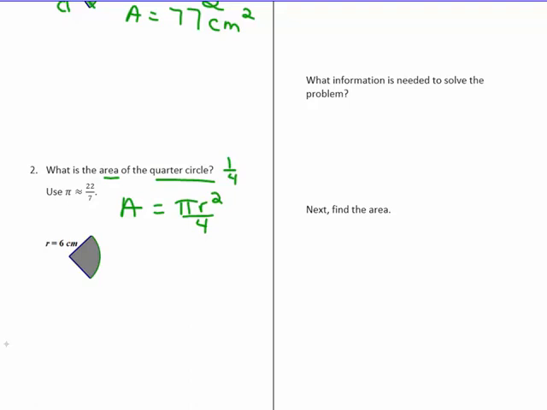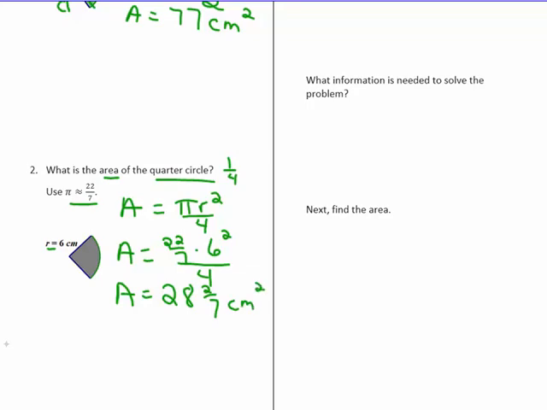Let's make sure I have my information. Here's pi. Here's my radius. So far, so good. So we're going to have 22/7 times 6 squared divided by 4. We're going to put that into our calculators: 22/7 times 6 squared divided by 4. And I'm getting a fraction as an answer, 28 2/7 centimeters squared. Okay, let's see what we got.